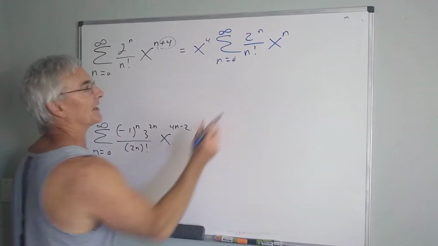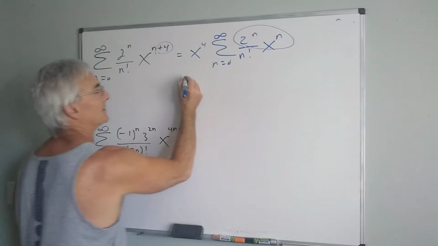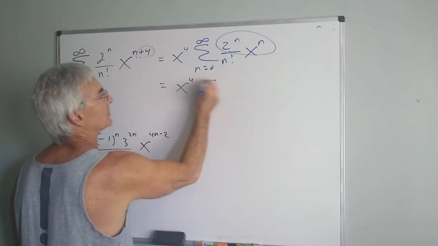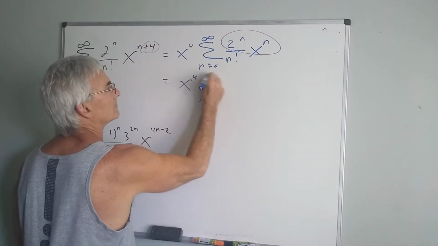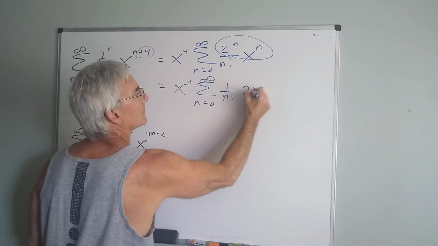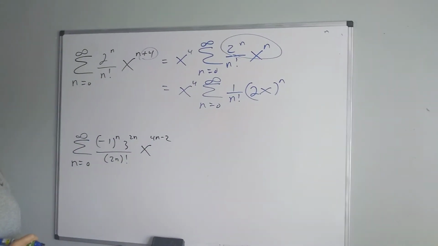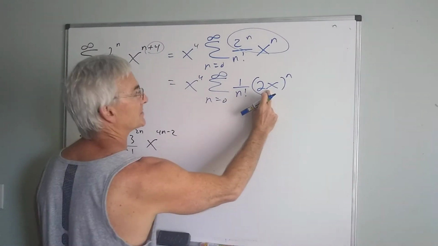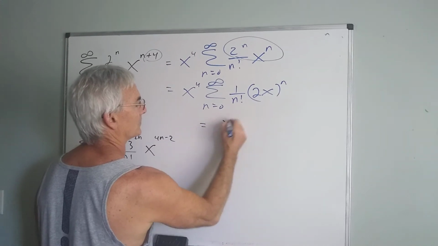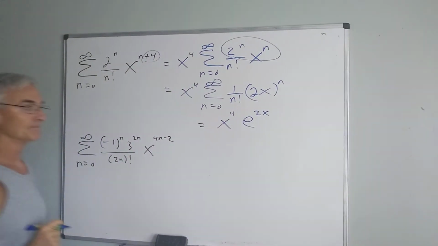Now the next thing I notice, I have a 2 to the n, x to the n. I can definitely put those two together in this form. And now that looks just like the exponential function where my argument is a 2x. So finally I can write this as x to the 4th, e to the 2x.